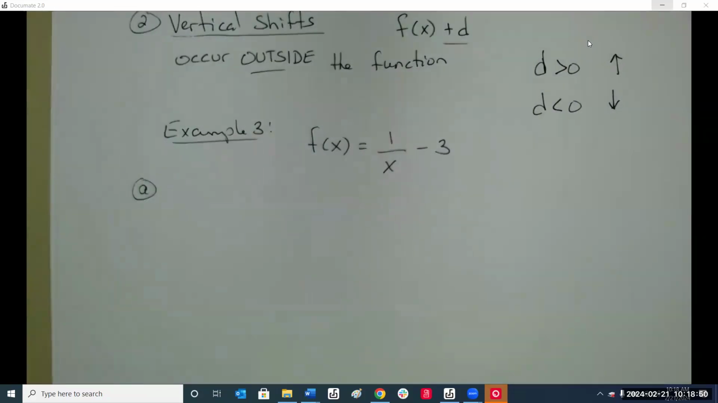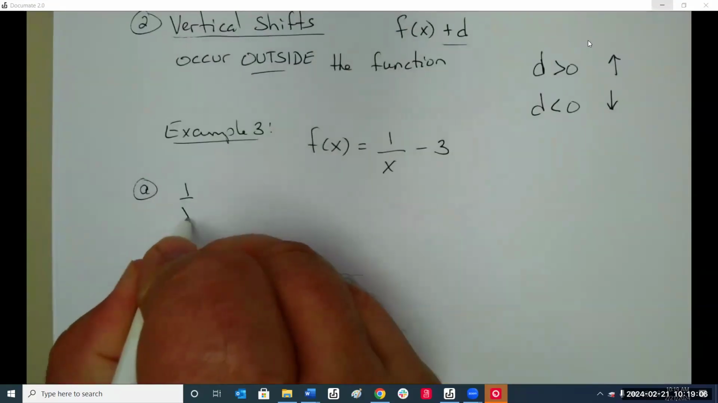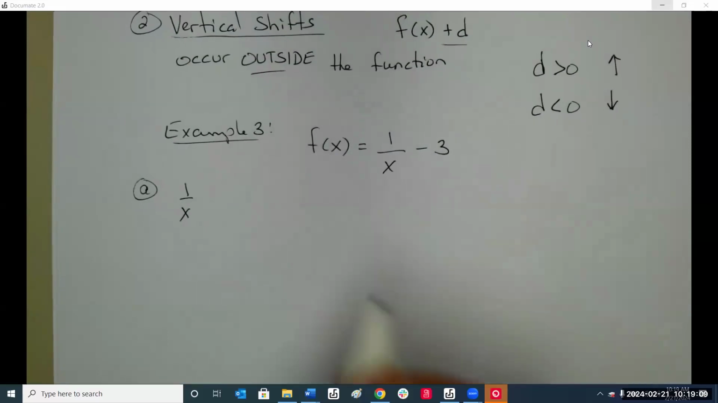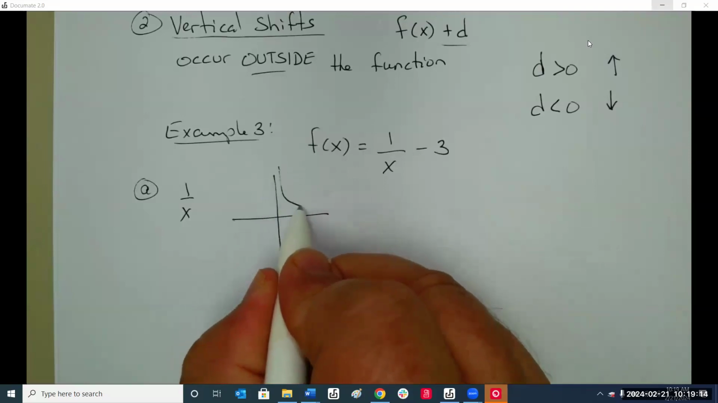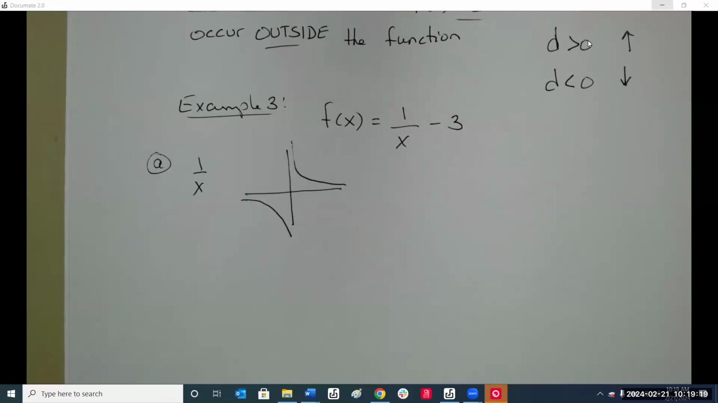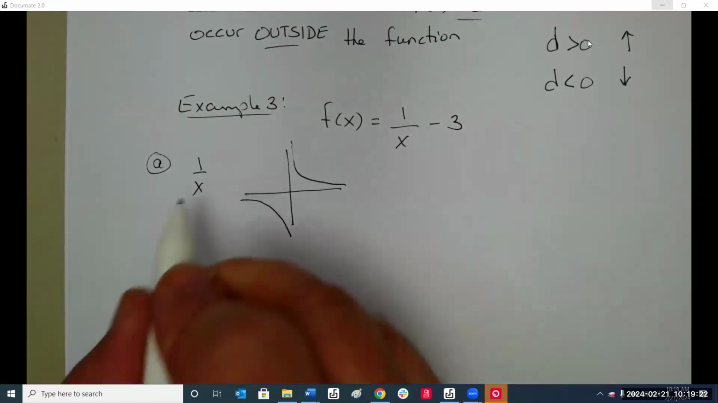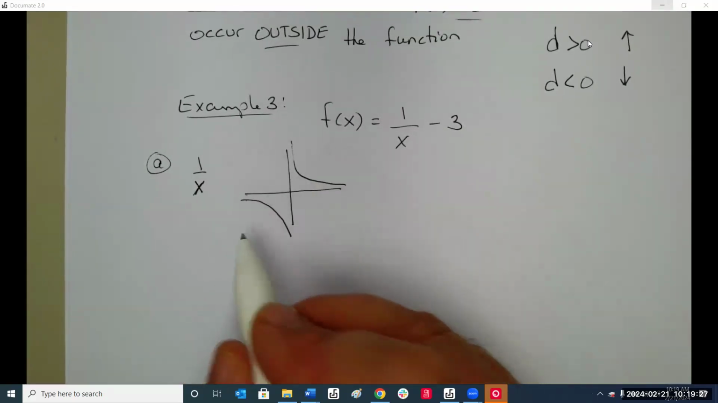What's the basic function? Look at where the x is. What's the basic function? 1 over x. What does the graph of 1 over x look like? Because it's not exponent squared, it's an odd exponent. Positives are positive, negatives are negative.